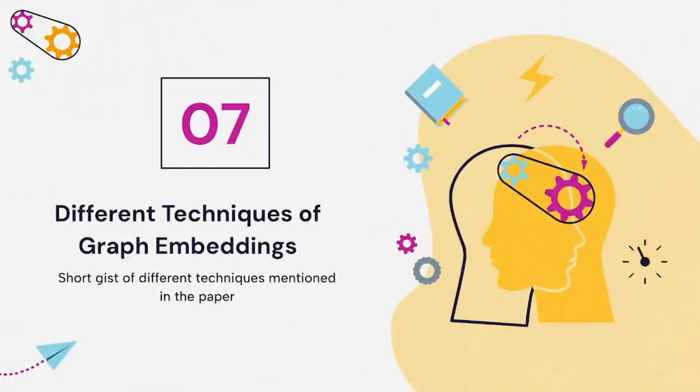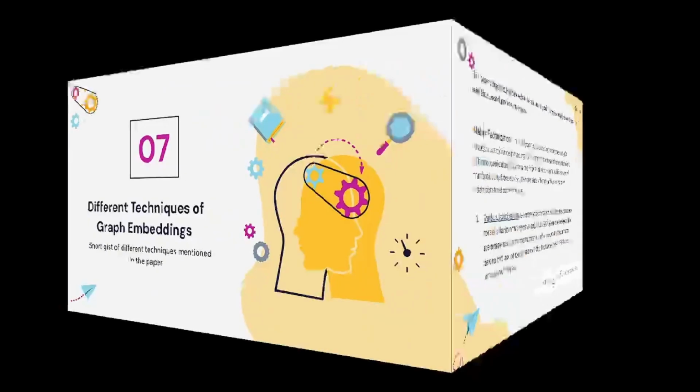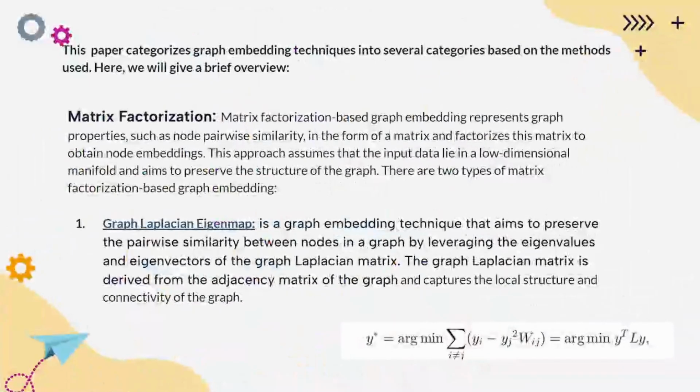Now, different techniques of graph embedding. We will give a short gist of the different techniques that are mentioned in this paper. So the first technique that we are going to discuss in this paper is matrix factorization.